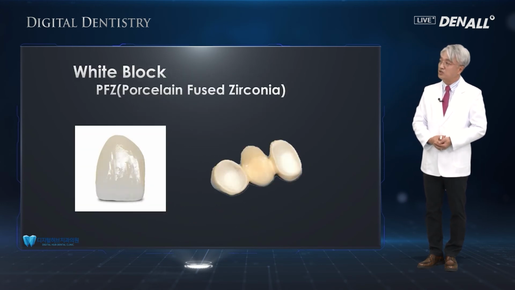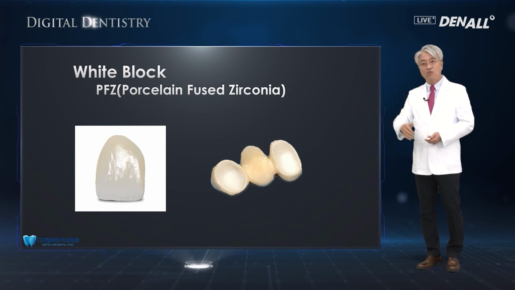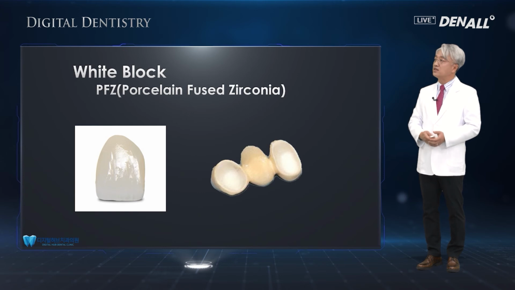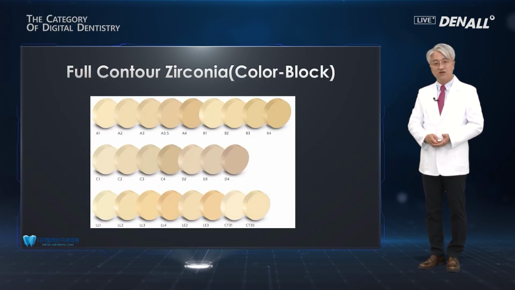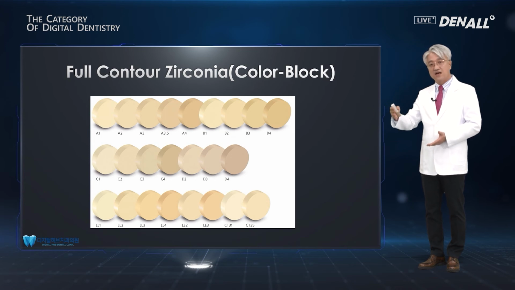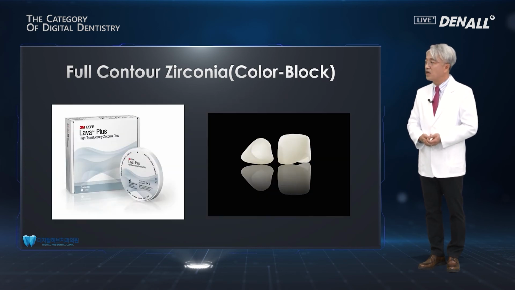So first, the white block. As you can see here, the core is the block, and it's fully laminated around it. And this is the color block. There are different shades of color blocks, so you can match the colors more intuitively.